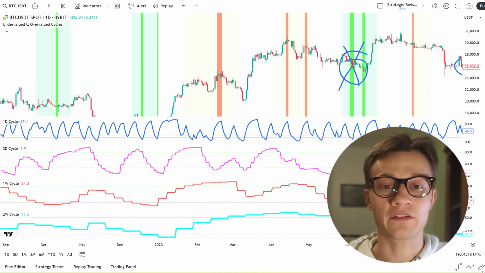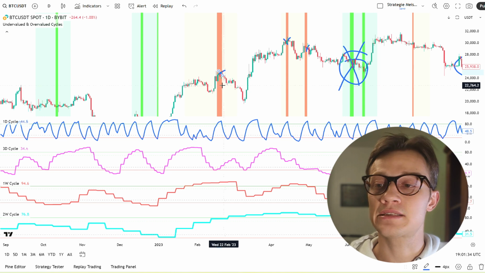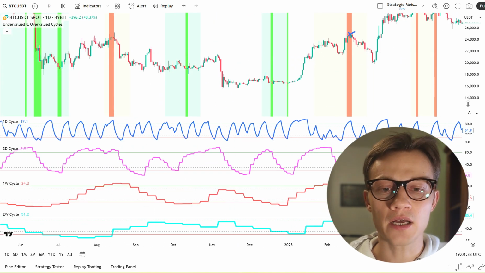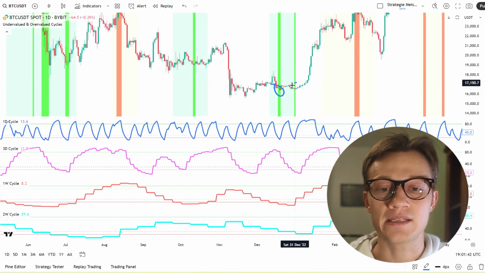Also, the tops are marked very accurately here and here. If you sold here and here, or even here, you actually save yourself from a further downside. Now, this is the ultimate bottom in the beginning of the bull market, and again, this indicator was accurate.